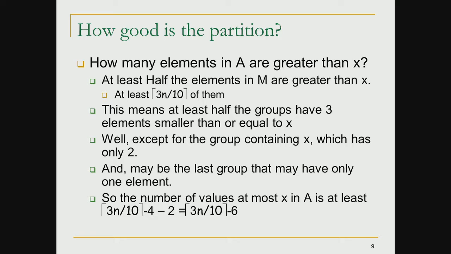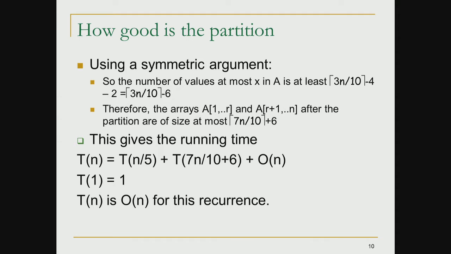Therefore, at least half the groups have 3 elements smaller than or equal to x. This is except for the group containing x, which has 2 elements, and the last group, which may contain only 1 element. Therefore, the number of elements which are smaller than x in A is at least 3n by 10 minus 6. So, let us complete this discussion of how good this partition is. Using a symmetric argument, the number of values at most x in A is also at least 3n by 10 minus 6.